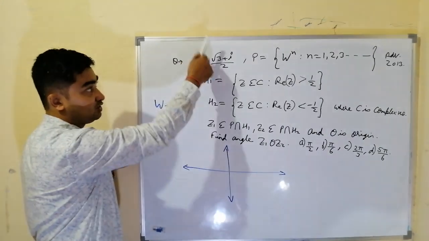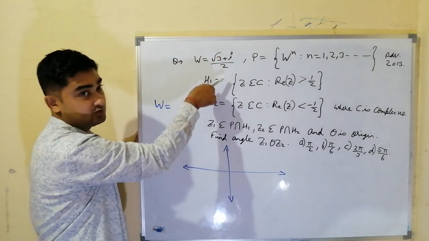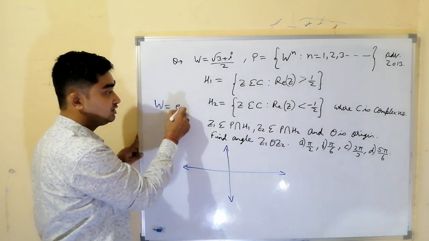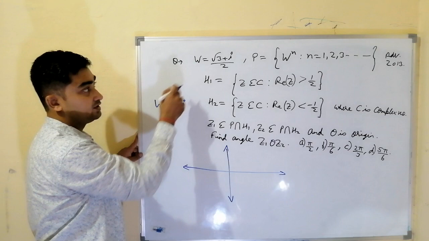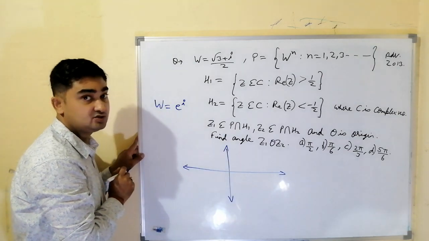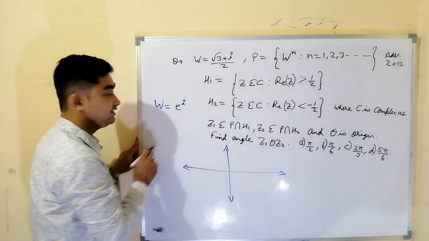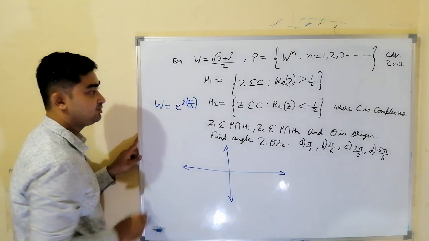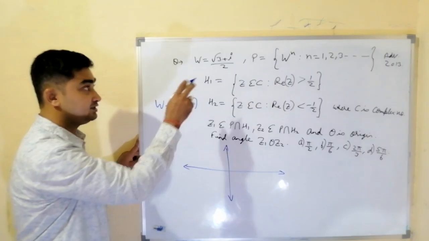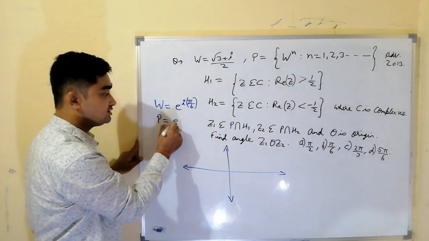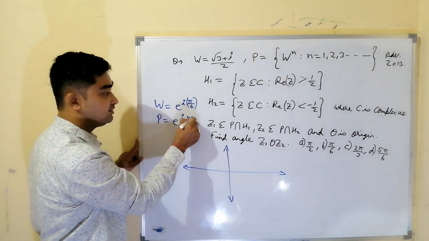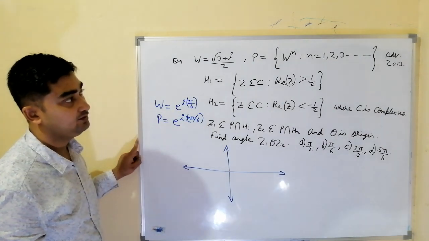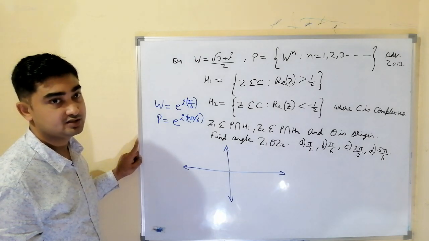So what is W? Modulus of W is 1, since 3 by 4 plus 1 by 4 is 1. In the Euler form, it will become R into e power iota theta. R is 1. What is theta? Cos theta is root 3 by 2. That means theta is pi by 6. So W is e power iota pi by 6. Then P is e power iota n pi by 6, where n can be 1, 2, 3, 4, 5 or 6.